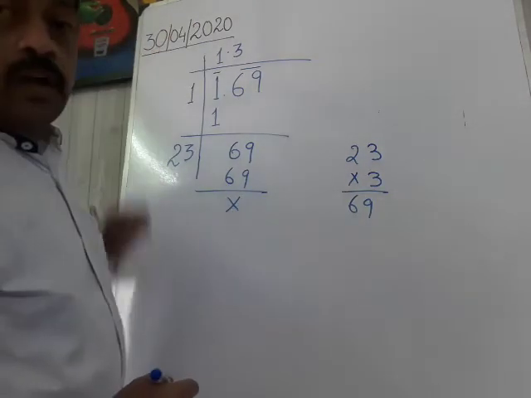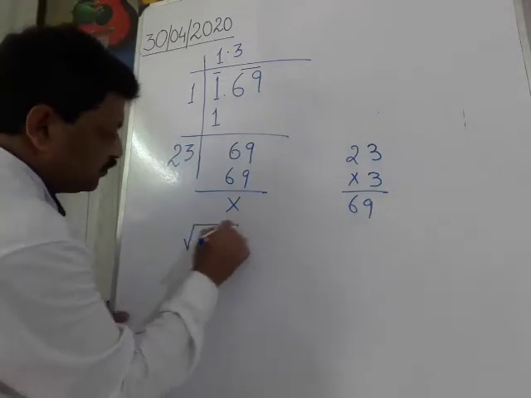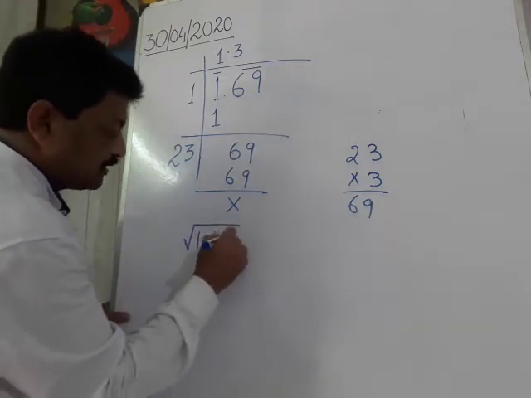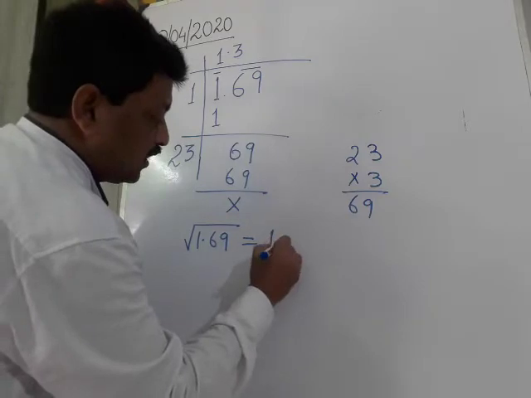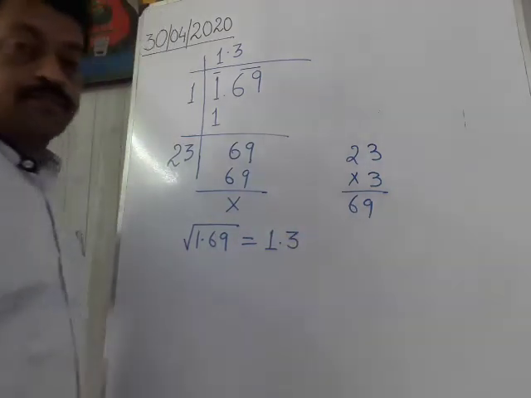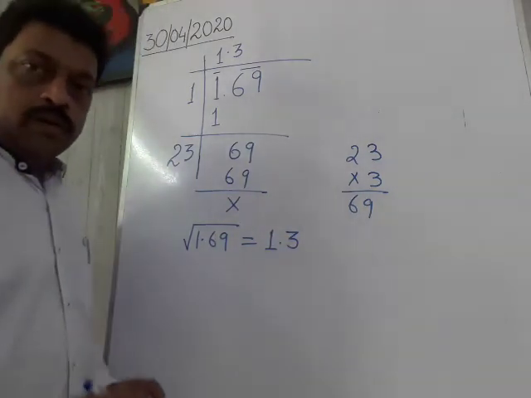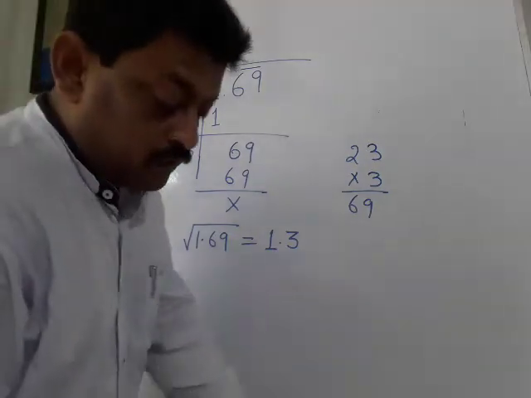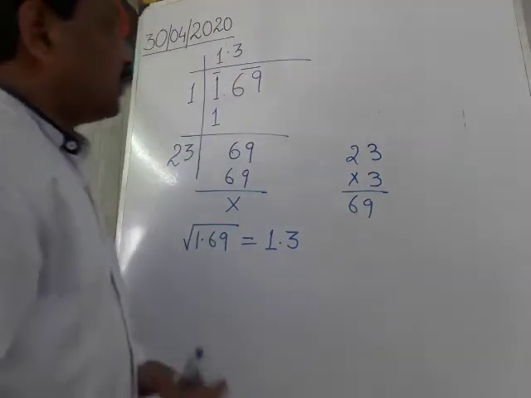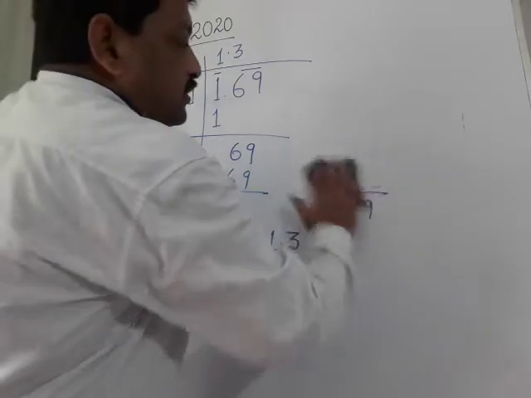Therefore the square root of 1.69 is 1.3. Understood? Okay. I'm going to show you one more number which is in the decimal form.